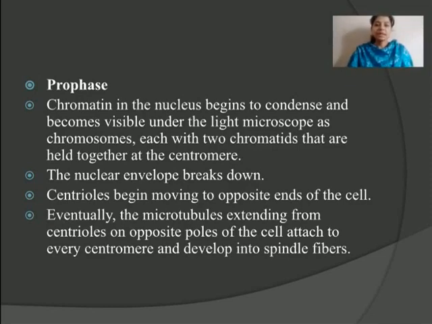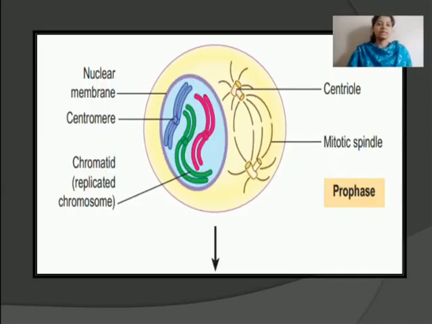In this particular stage, the mitotic apparatus starts appearing, which consists of two centrioles separated by the mitotic spindle, which is formed from microtubules. The centrioles migrate one to each end of the cell, and the nuclear membrane, or the nuclear envelope, starts disappearing. This is the basic structure of your prophase.